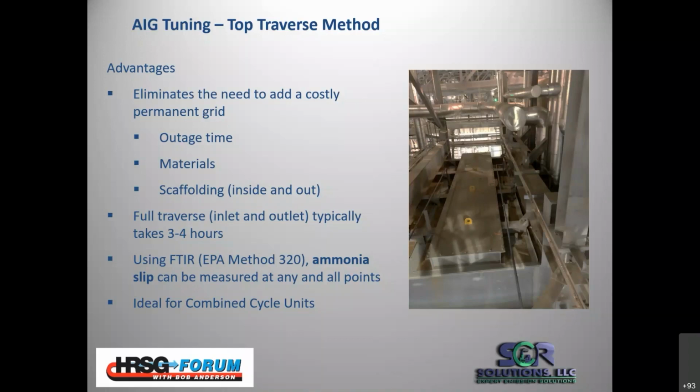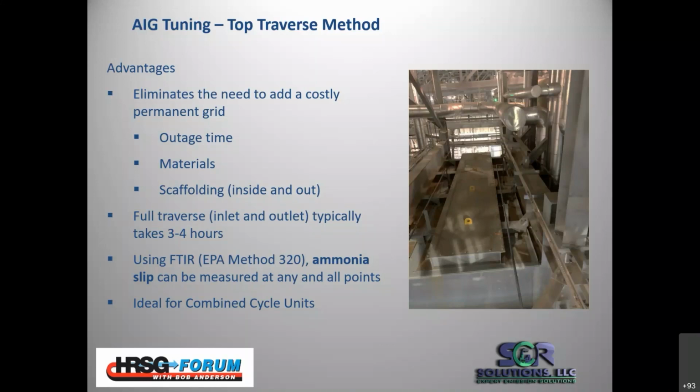The other advantage is it's quick. This only takes 3 to 4 hours to do a full traverse, which we'll talk about. And then we can use FTIR, which is the standard EPA method 320, for measuring ammonia at any and all points. So we can measure that at the inlet and the outlet. And this is ideal for combined cycle units where the temperature is right where you need it to be.